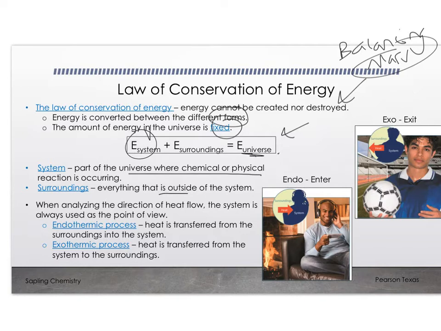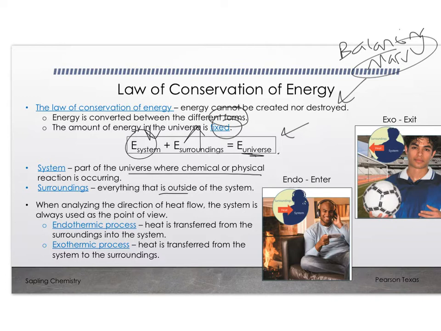So if the system decreases, that means the energy of the surroundings is increasing, and vice versa. If you lose energy, it's lost in the form of heat, but the energy in this world is fixed, so we have to abide by this general rule. Again, the system is the part of the universe where the reaction is occurring. You set that, and everything that's not this system is going to be called the surroundings.